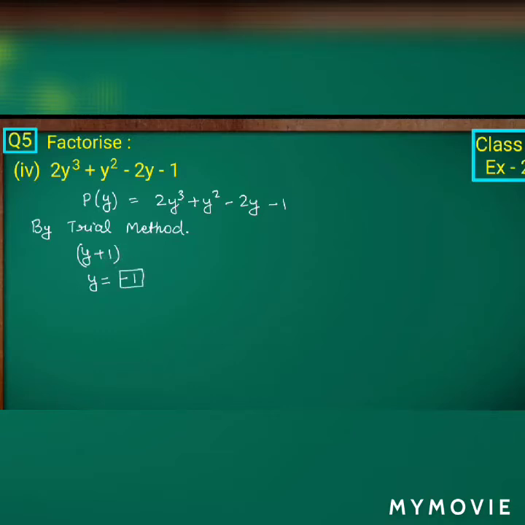Now we'll substitute the value of y, that is minus 1, in the given cubic polynomial. So we'll find the value of p of minus 1. Obviously it should be 0, isn't it? We'll check whether we get 0 or not. p of minus 1 equals 2 into minus 1 whole cube plus minus 1 whole square, that is y square, minus 2 into minus 1 minus 1.